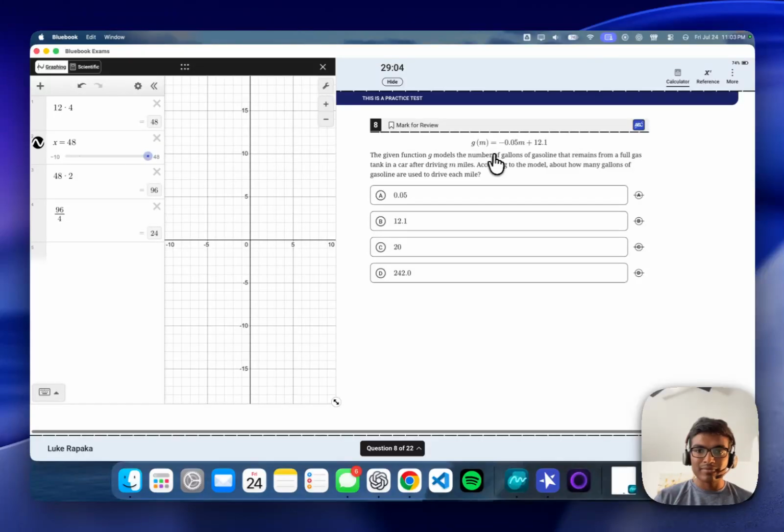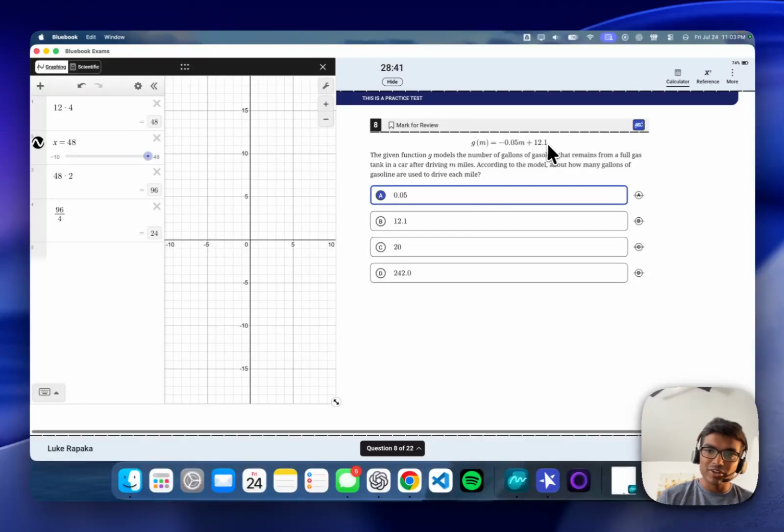The given function models gas in the tank. The question asks about how many gallons of gas are used to drive each mile. So we just need to interpret this equation, right? The answer pretty simply would be 0.05, and I'll explain why.